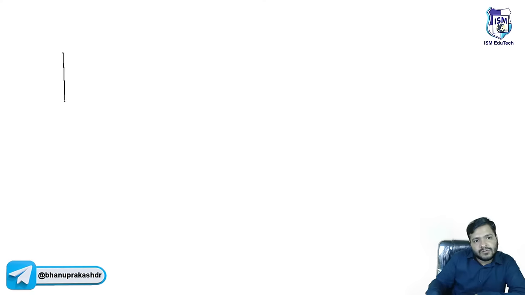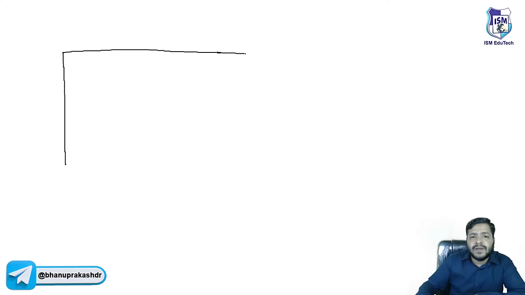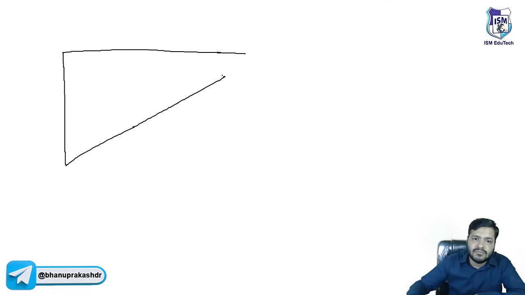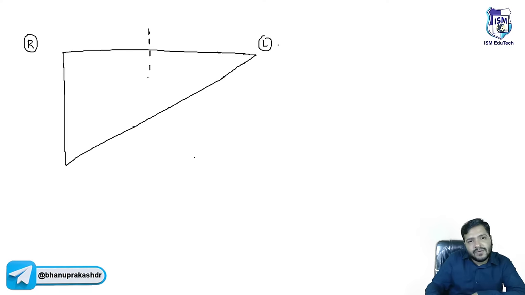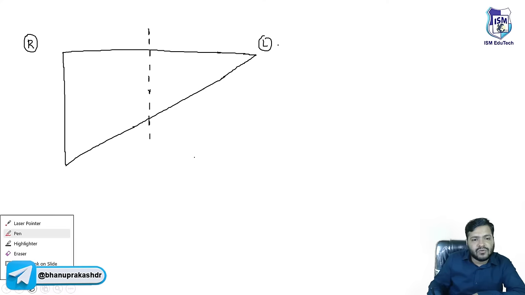So remember, I will draw one diagram, beta, and I will try to cover each and everything. So please try to understand it with me. Now, you already know, beta, this is the right side of the liver and this is the left side of the liver. You already know we have the Cantley's line, which is present at the groove of the inferior vena cava.